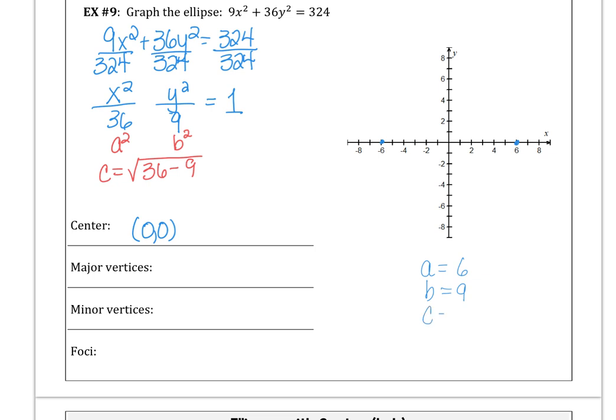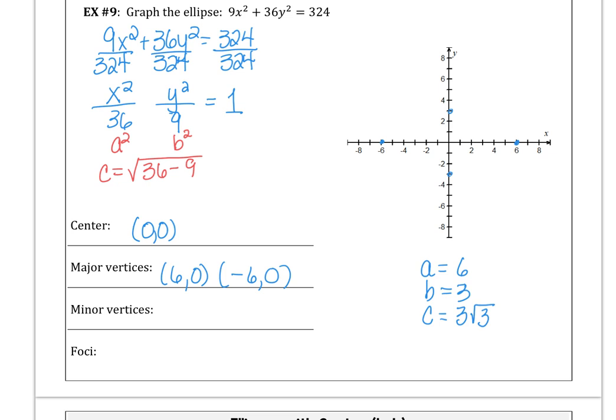And C is the square root of 27. So 9 times 3, that would be 3 square roots of 3. And we have our major vertices at (6, 0) and (-6, 0). We have our minor vertices there at, the b value was 3, wasn't it? I wrote 9, that's wrong. The b value is 3. So we go up 3 and down 3.